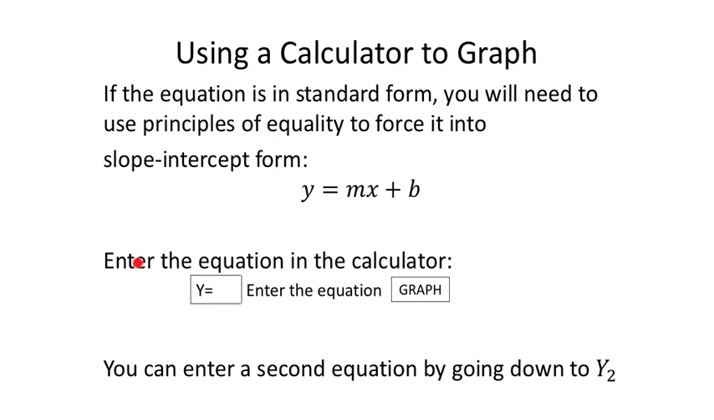To enter the equation into the calculator, you push Y=, which is in the top left of the calculator. You enter the equation, and then you push graph, and then it will show you the graph. If you want to put in a second equation, once you put in the first one, you just push the down button on the cursor, and that will take you to a second equation, which you can then enter. Then you push graph. It doesn't matter when you push graph. You can graph as many times as you want, but I guess in terms of efficiency.